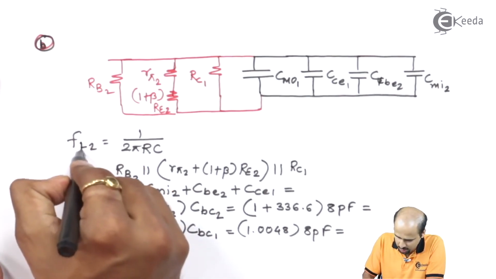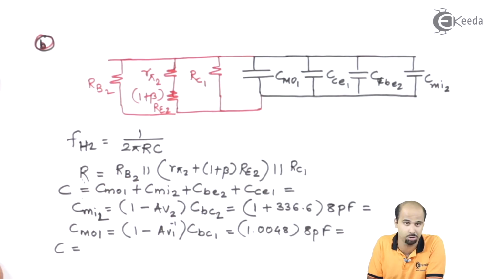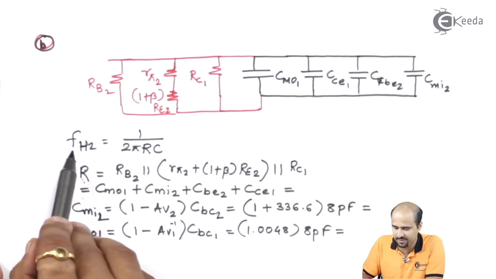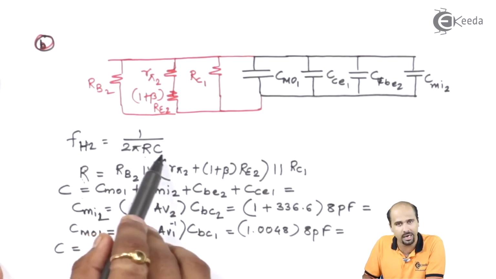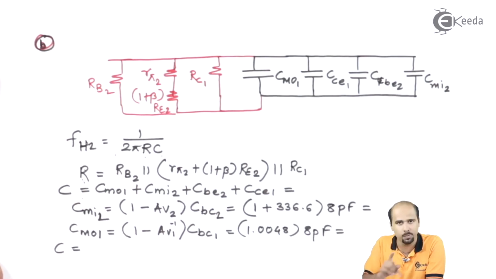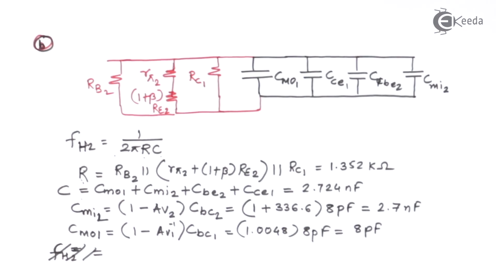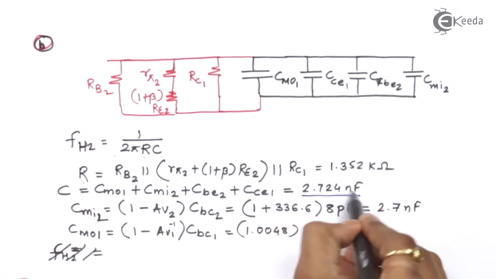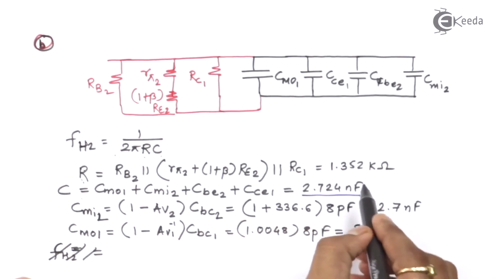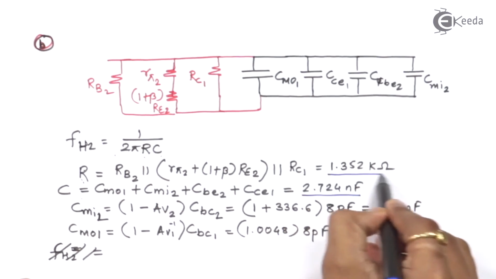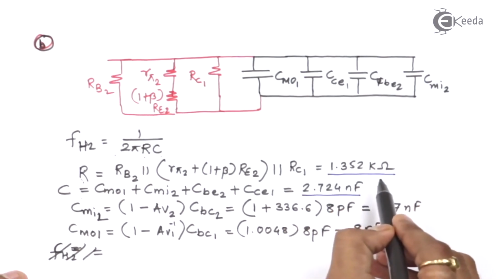I'm so sorry, it's not FL2, it's FH2. So it's FH2 value you will be getting after putting the value of R and C in this particular formula. So pause your screen, do the complete mathematical work, and then again come to me. We'll check the answers. Once we get the value of this C and R, we have got the value of C is 2.724 nanofarad, then R is equal to 1.352 kilo ohm.